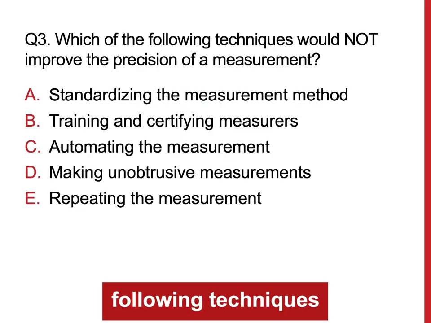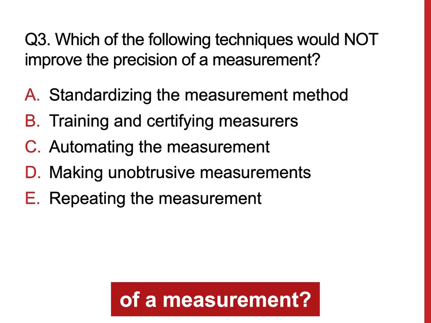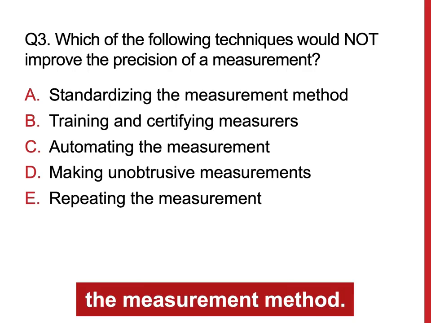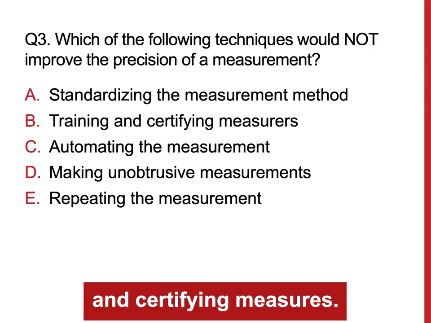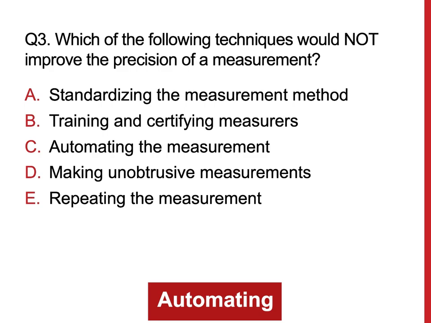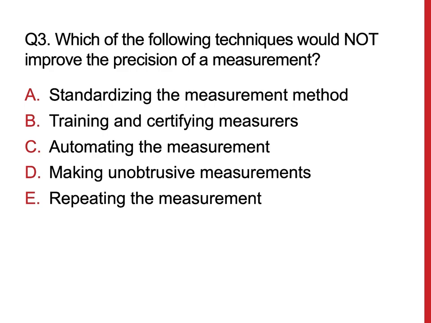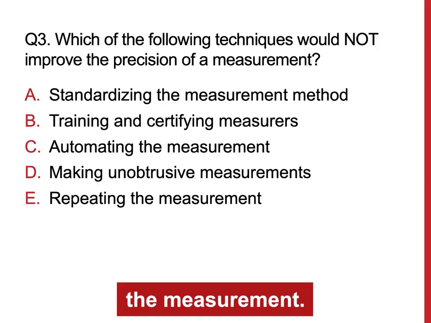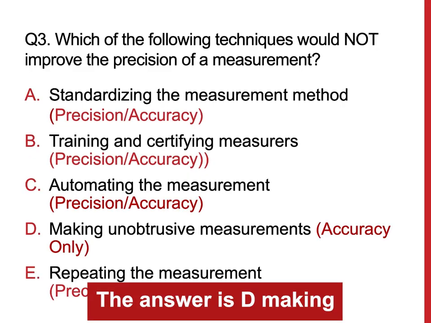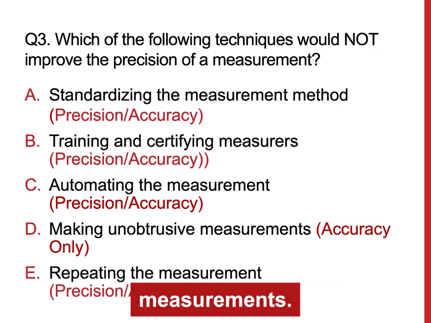Which of the following techniques would not improve the precision of a measurement? Standardizing the measurement method, training and certifying measurers, automating the measurement, making unobtrusive measurements, and repeating the measurement. The answer is D, making unobtrusive measurements.